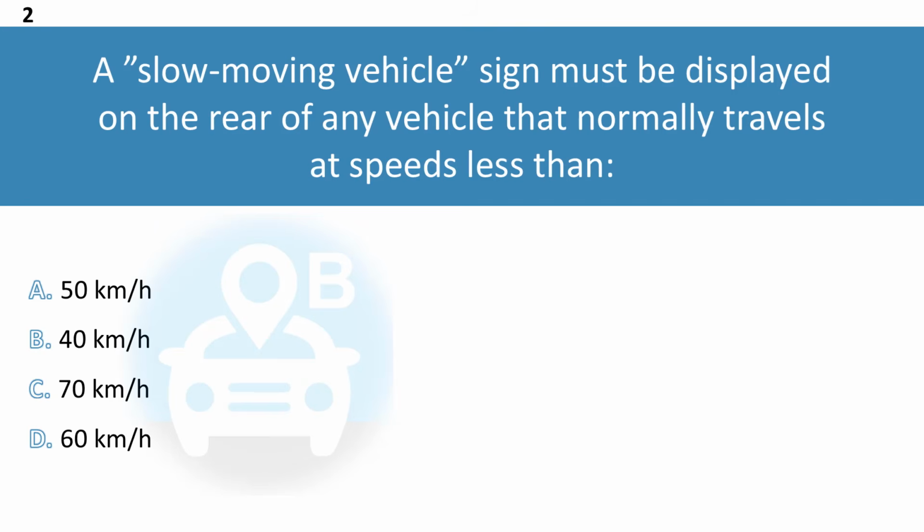A slow-moving vehicle sign must be displayed on the rear of any vehicle that normally travels at speeds less than: A. 50 km per hour. B. 40 km per hour. C. 70 km per hour. D. 60 km per hour.